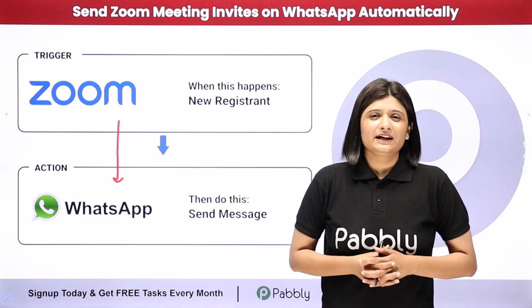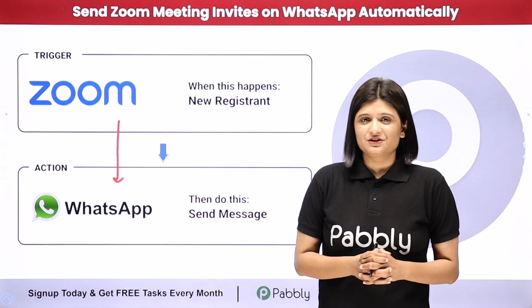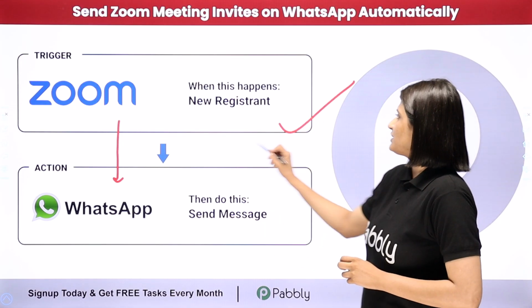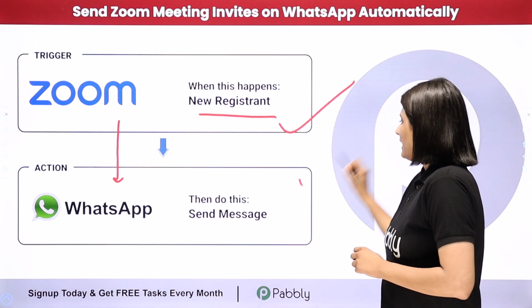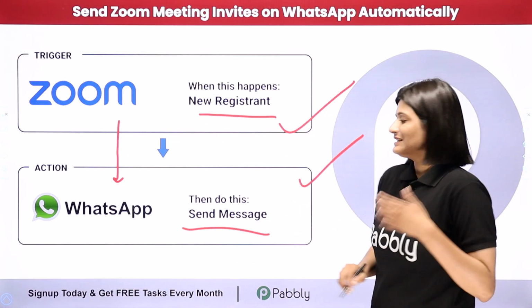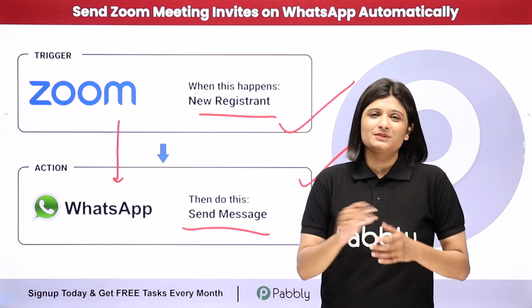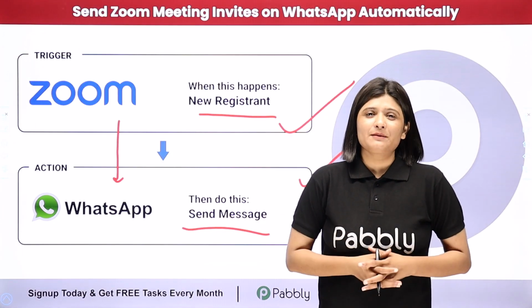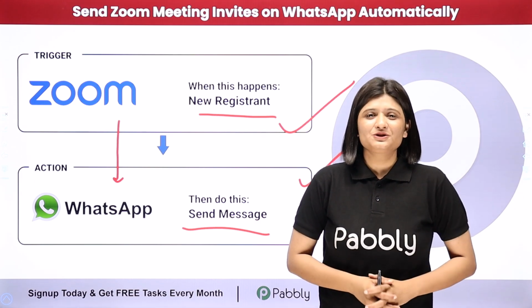With the help of Pabbly Connect, I am going to build this connection in such a way that whenever there is a new registrant in Zoom, automatically the Zoom meeting details are sent with the help of this WhatsApp Cloud API. Now, if you want to learn the step-by-step process, then let me take you all to my screen.